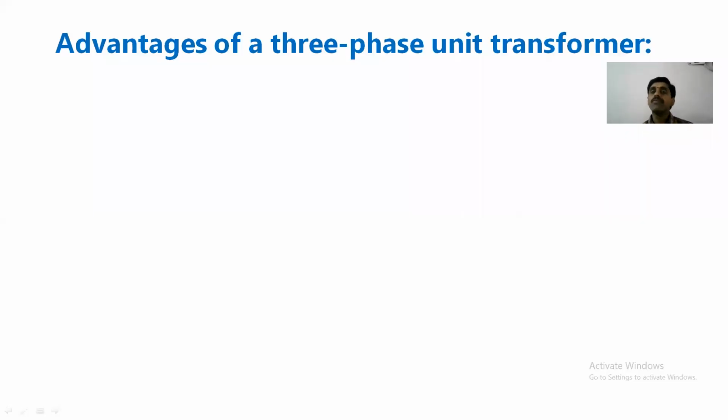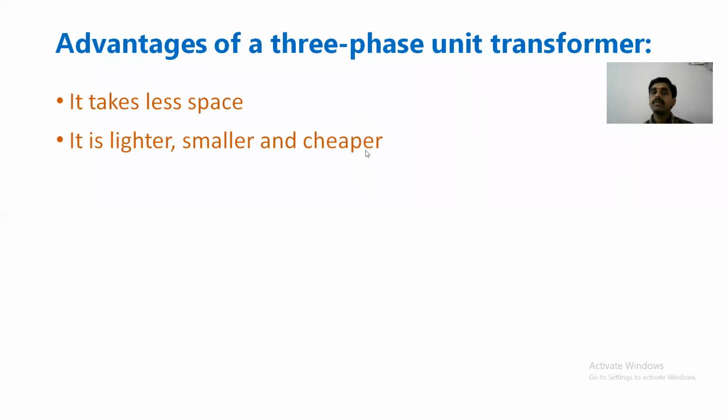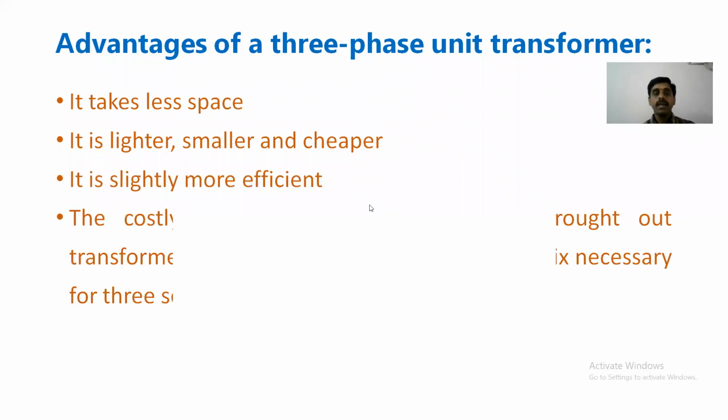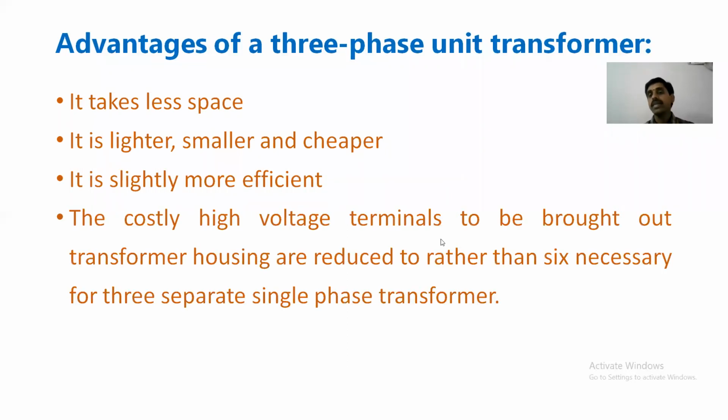So, the advantage of a three-phase unit transformer, which we have already discussed. For a single three-phase transformer unit, what is the advantage? It takes less space, it is lighter, smaller and cheaper, and the costly high voltage terminals brought out of the transformer housing are reduced to 6, rather than the 12 necessary for 3 separate single-phase transformers. Okay, compared to 3 single-phase transformers, only 6 leads can be taken here.